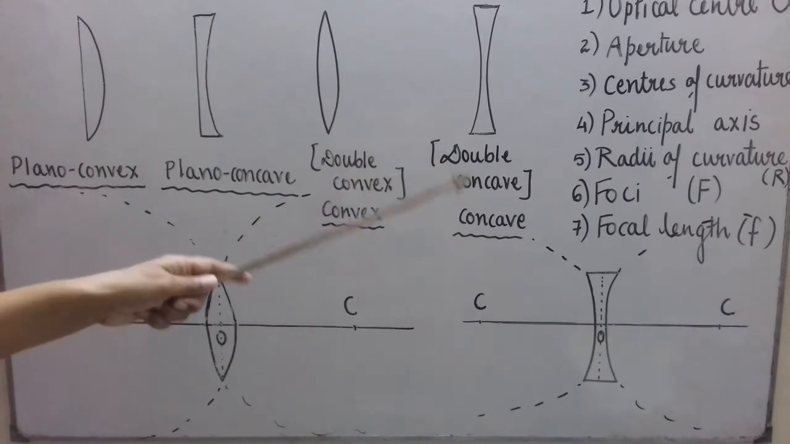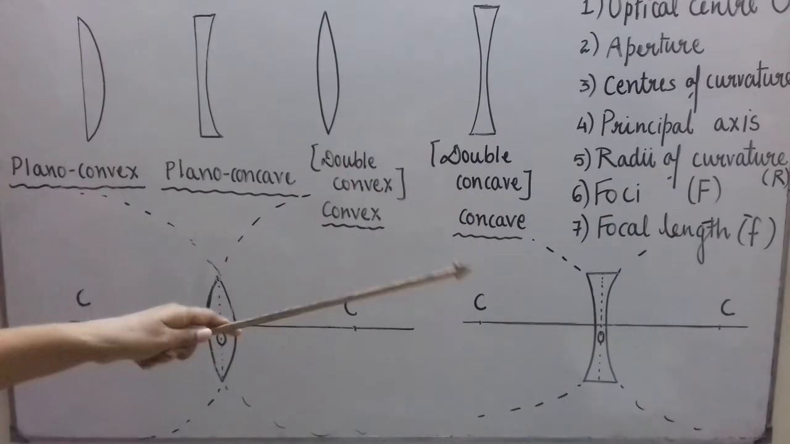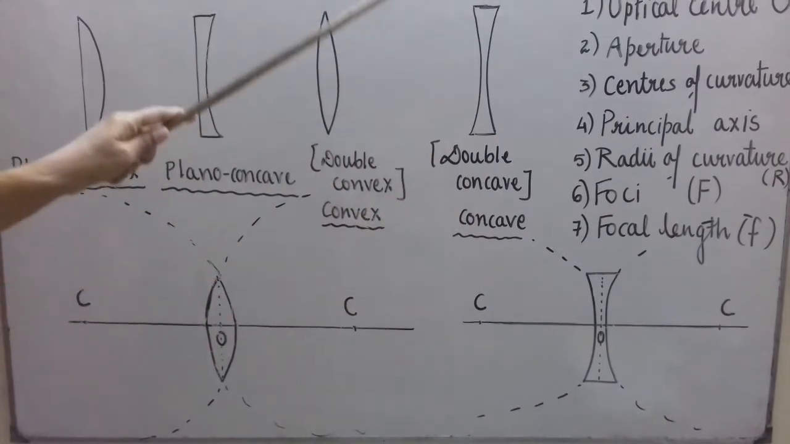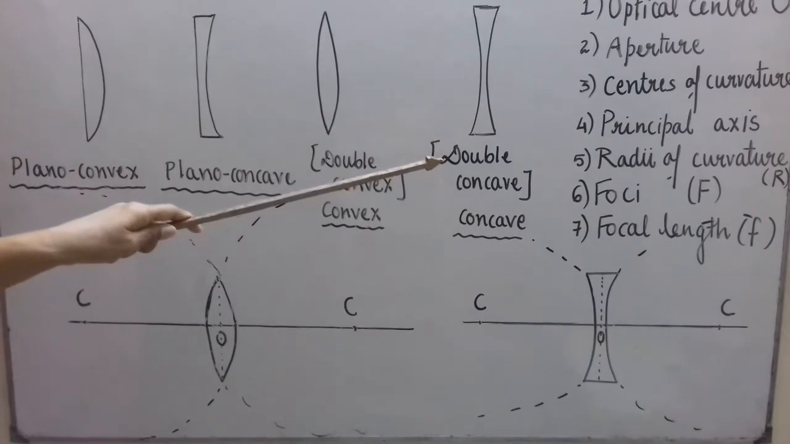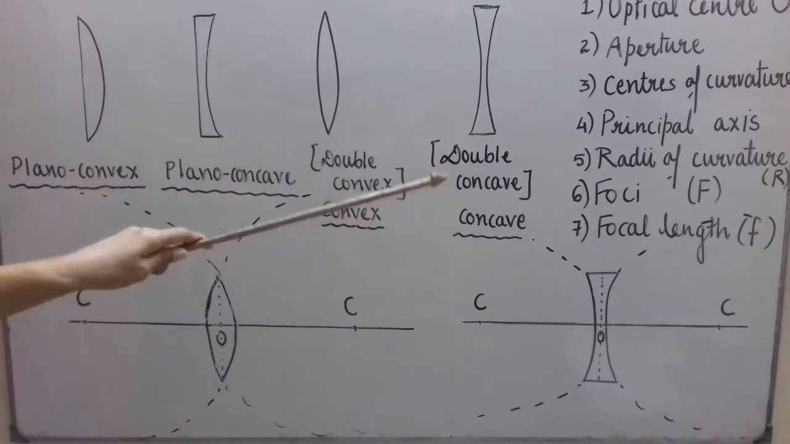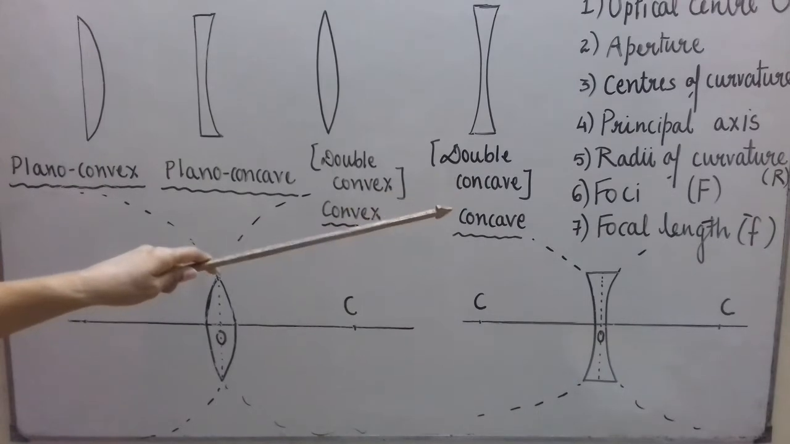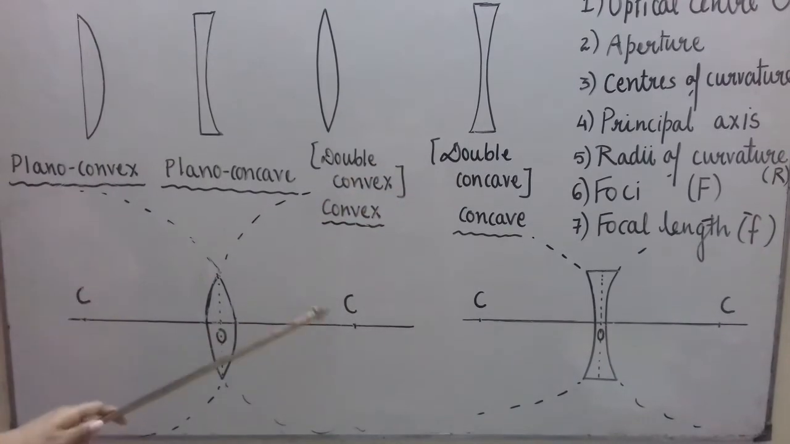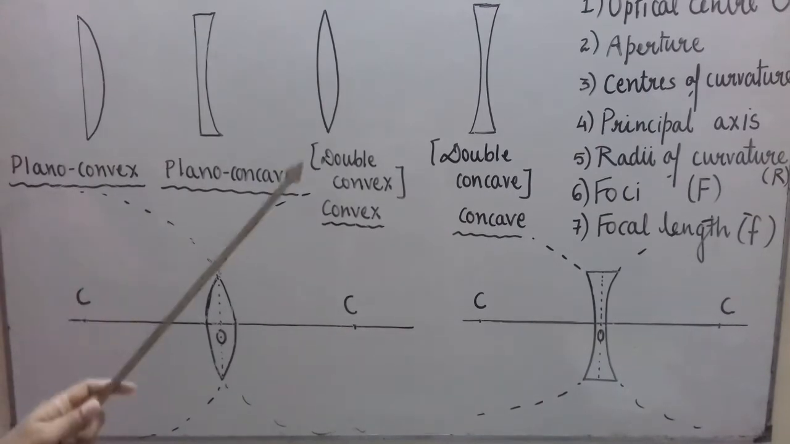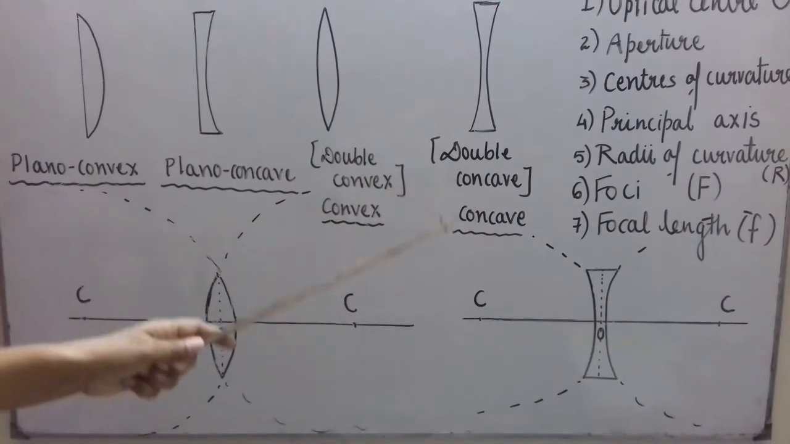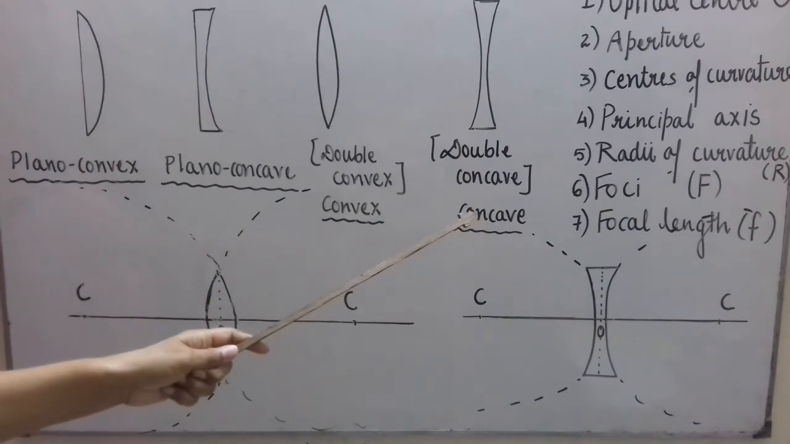Now next is foci and focal length. Above, all 5 terms were very simple to understand. Let us see what is foci. Foci is the plural of focus. Like it has 2 centers of curvature, 2 radii of curvature, a lens has 2 foci. And then let us see next what is focal length.